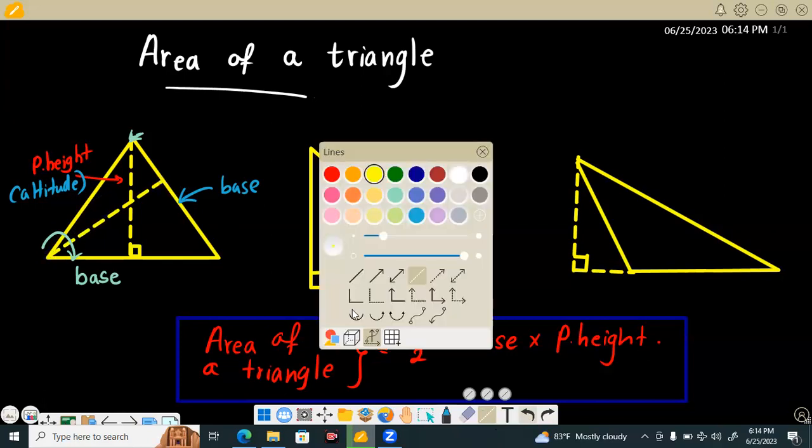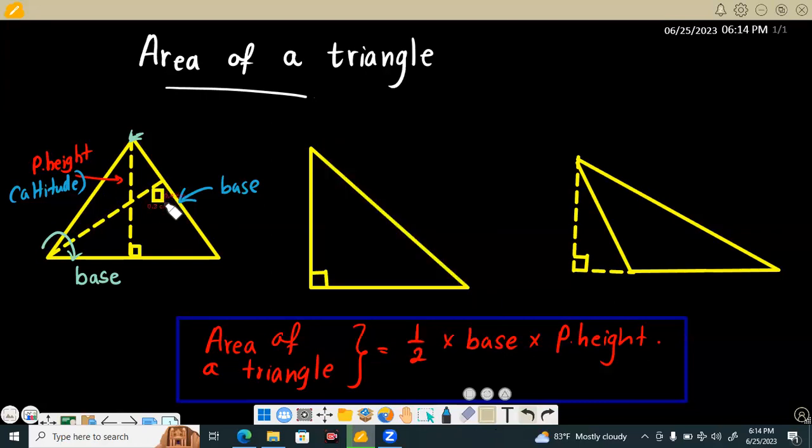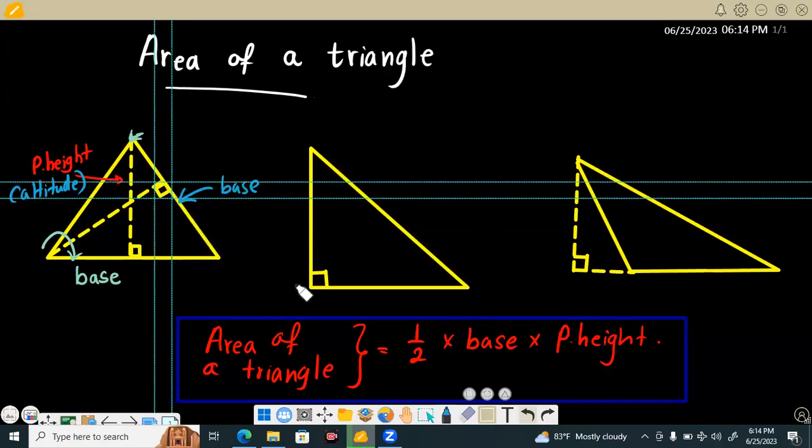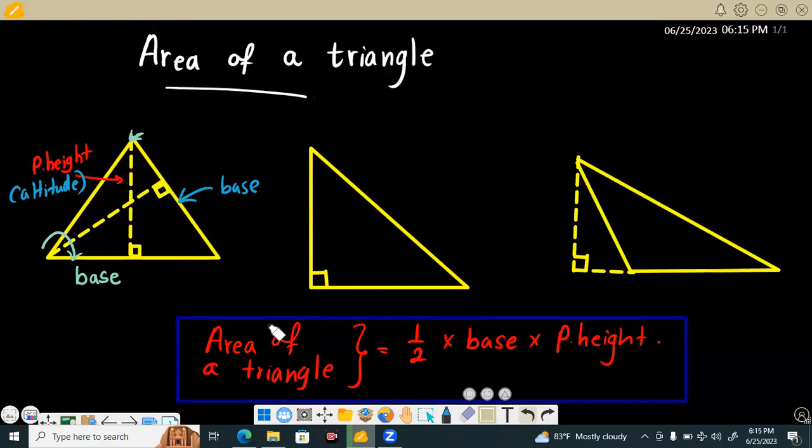Now actually, if you haven't been given the perpendicular height to the particular base, then you can't consider this side as the base. If it is given, it doesn't matter. Okay. Now in this case, this is the perpendicular height, or we call it altitude, perpendicular height.